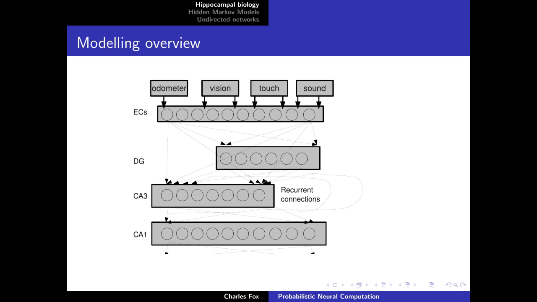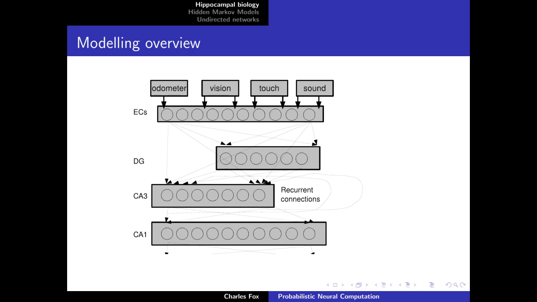This all projects down into dentate gyrus, and the dentate is generally modeled as doing some kind of sparsification. Your coding scheme up here might still have redundancy in it. For example, when you see a particular person, you might always hear them saying the same thing, so there's redundancy in that input coding. So you might want to do something like principal component analysis, or some way of reducing the coding scheme to something simpler in the dentate.